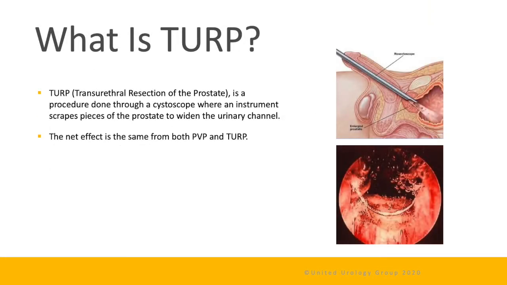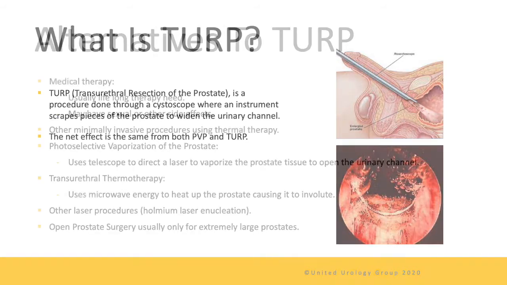What is a TURP? TURP, otherwise known as transurethral resection of the prostate, is a procedure done through a cystoscope where an instrument scrapes pieces of the prostate to widen the urinary channel. The net effect is the same for both PVP and TURP.